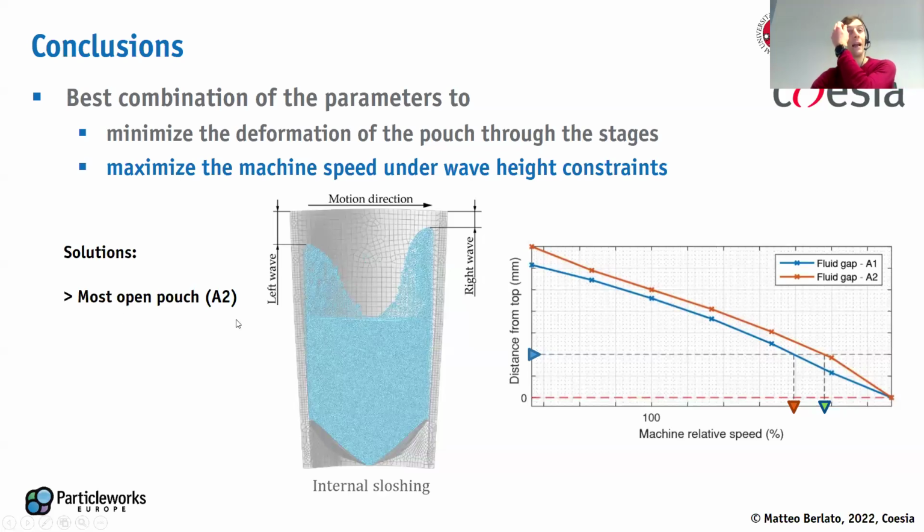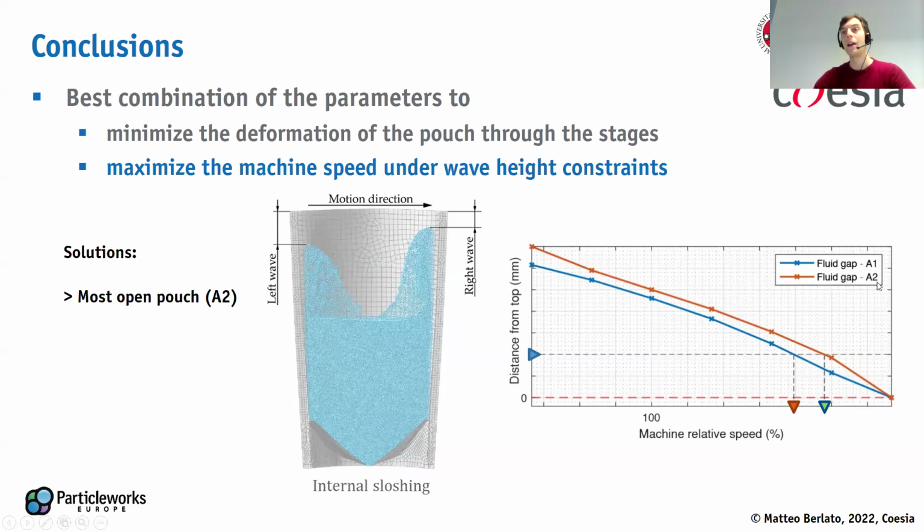And in this case, actually, there was a trade-off found, or needed to be found, because as you can see, if we increase the machine speed and decrease the filling time or the total processing time, so if we increase the velocity of the pouch, we have, of course, more sloshing, up to, let's say, a certain threshold.